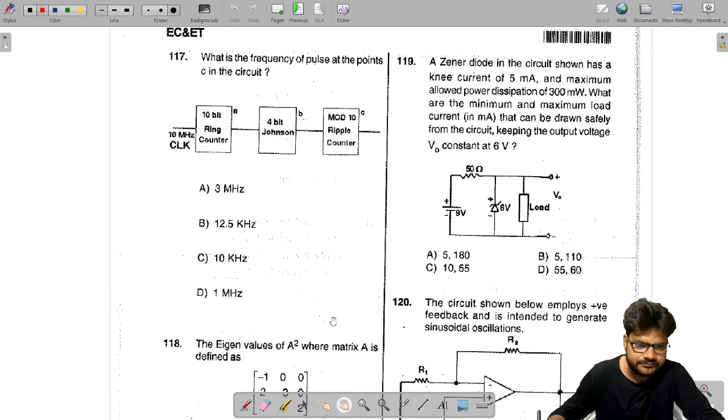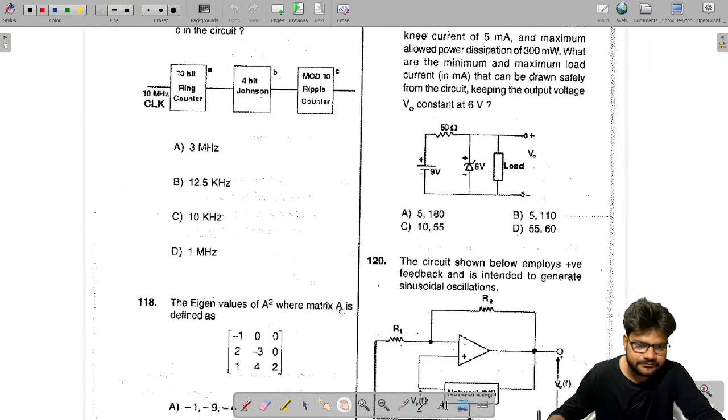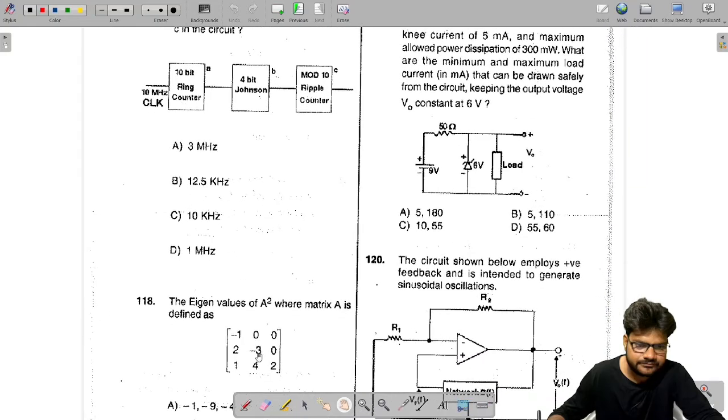Question number 107. So this is an easy question. For a 10-bit ring counter, if the number of bits is n, then its mod is going to be n. So for this, mod is going to be 10. For a 4-bit Johnson counter, if the number of bits is n, then mod is going to be 2n. So for this, mod is going to be 8.